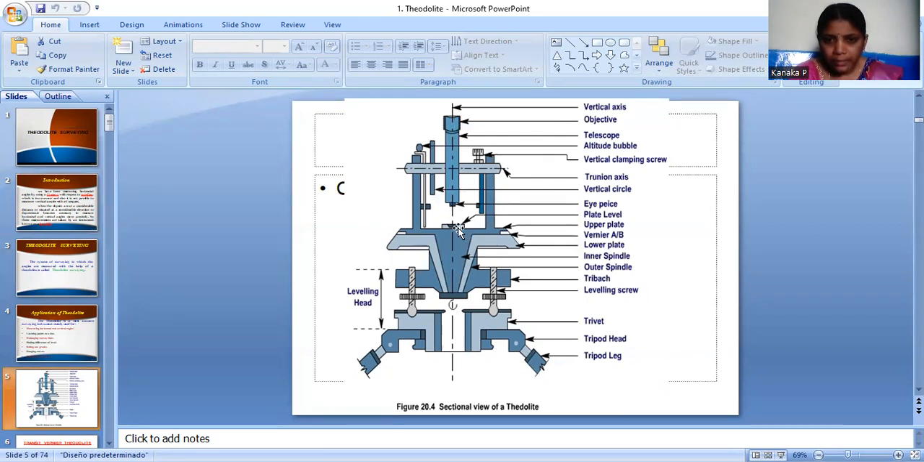This is the plate level, upper plate, and then vernier A and B, lower plate, inner spindle, outer spindle, tri-patch. This is the leveling screw, tripod, tripod head, and tripod legs. These are the components of the theodolite.